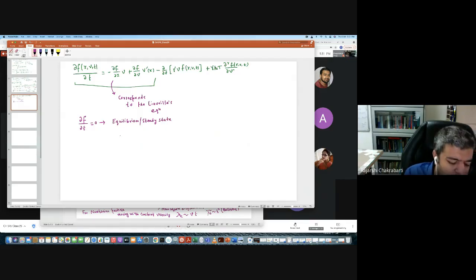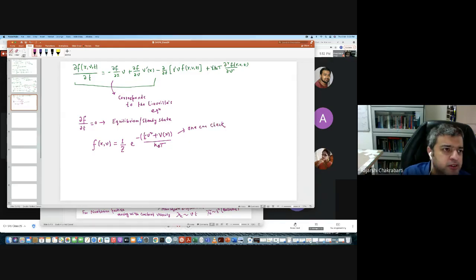So say this is the equilibrium distribution, and you see that if I put this part 0, then this part plus this part becomes equal to 0. In that case you will have a function of x and v only, with no time dependence, and it will have some normalization constant, 1 over Z, times the exponential of minus half v square plus V of x, divided by kBT. You can check this. Now this is what you expect, isn't it? This is your Boltzmann distribution.